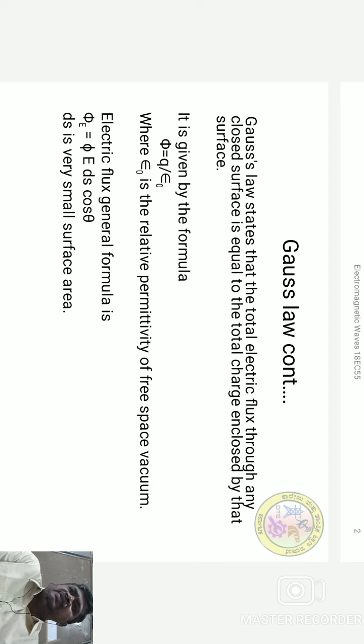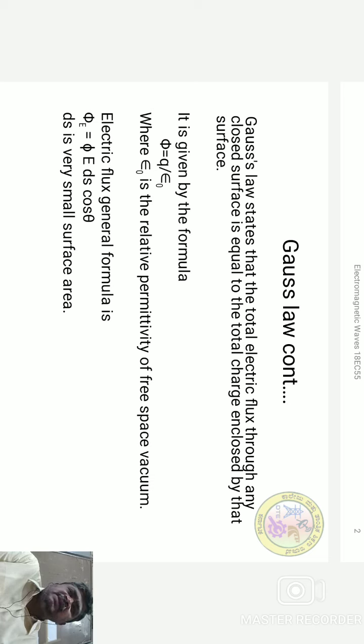So psi, or electric flux, is equal to the closed integral of the electric field into ds cos theta. This is the general expression. For all the applications we will make use of this closed integral of E into ds, because whenever the small surface area ds and the electric field are normal, the theta value will be 0.